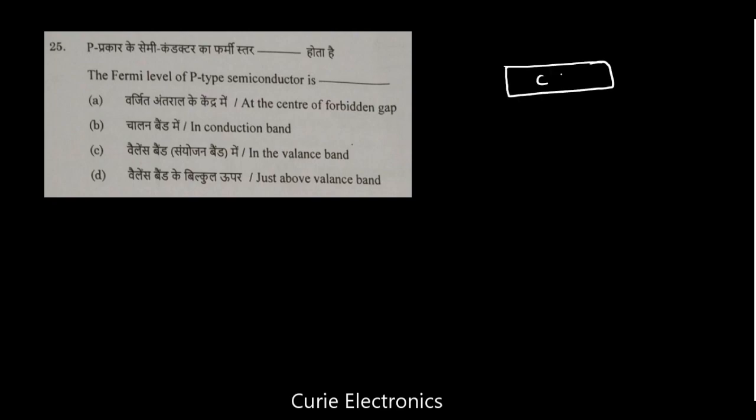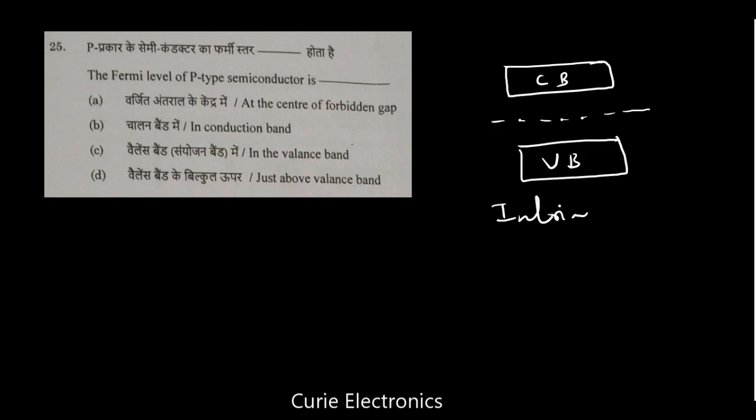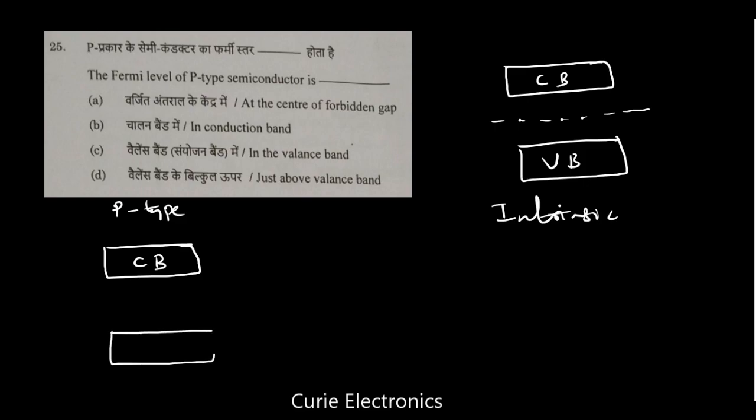Fermi level of a p-type semiconductor is, so we have the conduction band and the valence band. For an intrinsic semiconductor, it is in the middle. And for the p-type, the Fermi level is just above the valence band. This is the Fermi level. For n-type, compared to the intrinsic at the middle, the Fermi level is just below the conduction band. So for our question, the answer is just above the valence band for p-type.